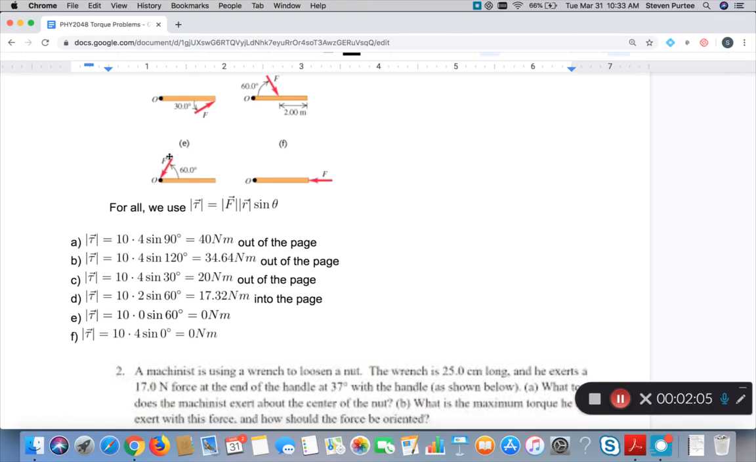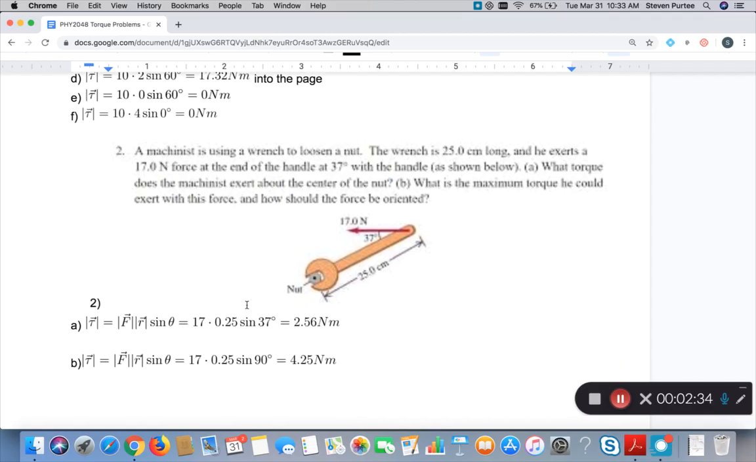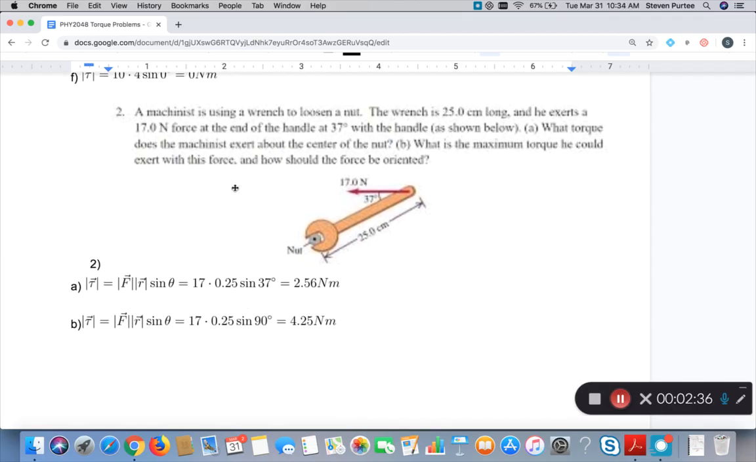In E, our distance from our axis of rotation is 0. Imagine you're trying to open a door by pushing on the hinges. You're not going to do anything. That door is not going to rotate. And in F, now our angle is 0. Sine of 0 is 0. Imagine you're trying to open a door by pushing on the end of it straight toward the hinges. It's not going to open. It's not going to rotate. We get no torque. Okay, again, pause and try this on your own.